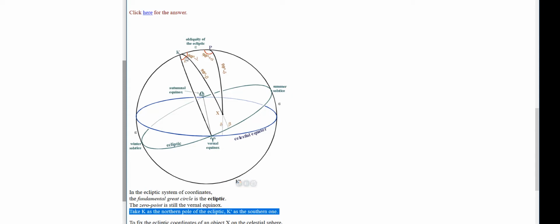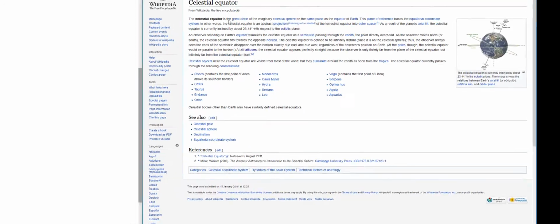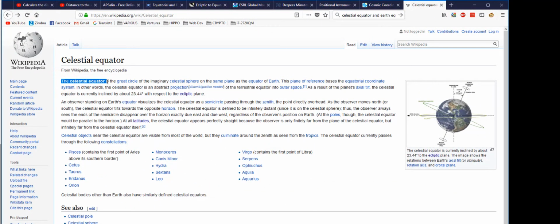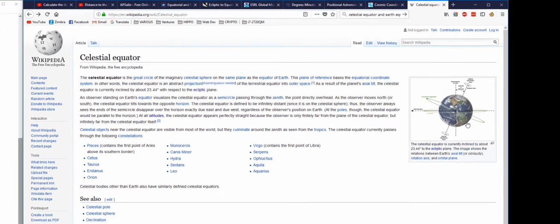You see, the ecliptic is tilted, so the difference between K and P is 23.4 or 23.5. I've seen many different answers for that. So I wanted to make sure that P, the north pole of the celestial sphere, is our north pole, and that the celestial equator is our equator as well, to make sure that the coordinates match. I found this page that says that the celestial equator is a great circle of the imaginary celestial sphere on the same plane as the equator of the Earth. Therefore, if it's on the same plane as the equator of the Earth, it stands to reason that also the north pole of this celestial sphere is exactly our north pole.